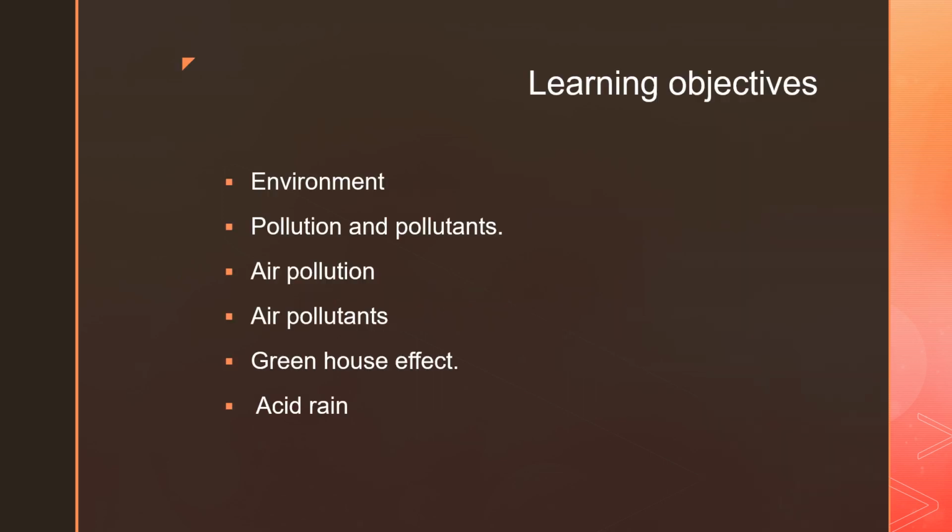Now, what are the learning objectives of today's lesson? First, before starting pollution, we should know what is environment. We already know, but we will revise a bit. Now, we should know what are pollutants and what the term pollution means. What is air pollution? What are air pollutants? And under this only, we will study the greenhouse effect as well as acid rain.